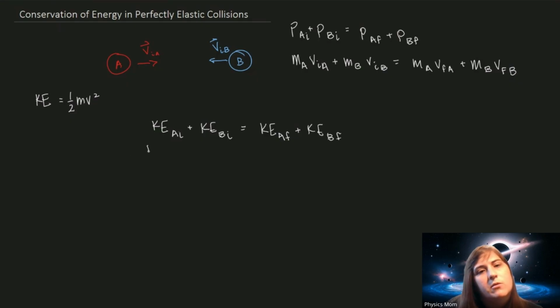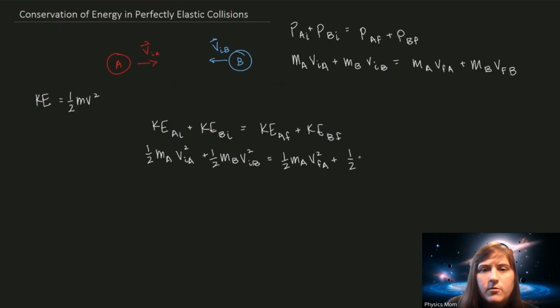And that's going to look like 1/2 the mass of A, the initial velocity of A squared, plus 1/2 the mass of B, the initial velocity of B squared. And that's going to equal 1/2 mA, the final velocity of A squared, plus 1/2 mB, the final velocity of B squared. You see where I'm going with this? And I think I got all my letters right. Got to check all those.